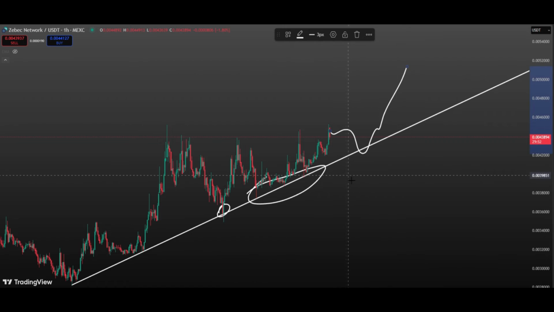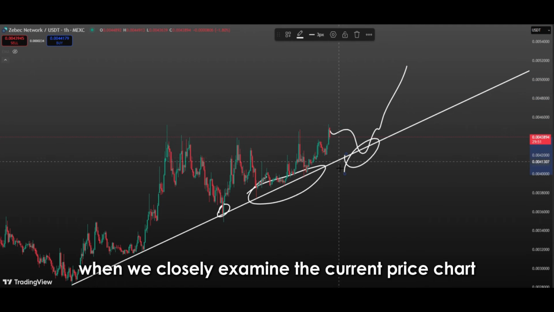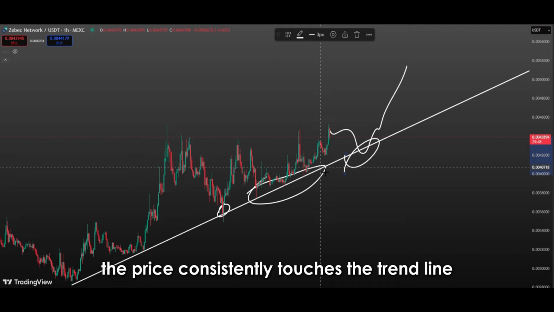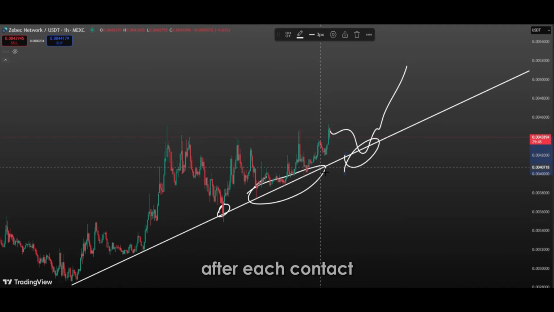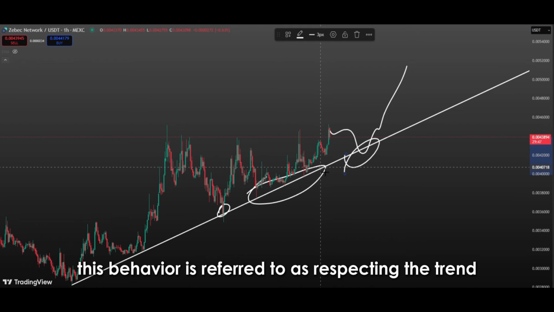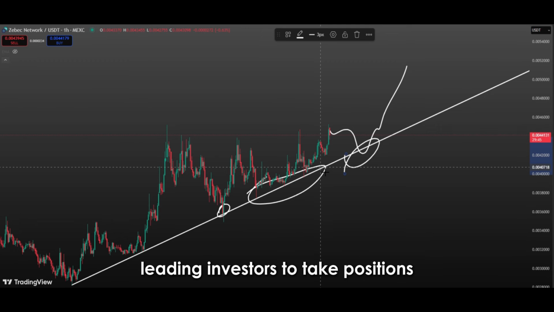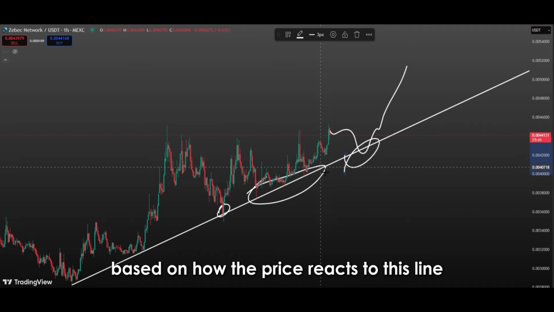is intact. When we closely examine the current price chart, a fairly stable uptrend has formed over a specific time frame. Within this uptrend, the price consistently touches the trend line and continues its upward movement after each contact. This behavior is referred to as respecting the trend in technical analysis, leading investors to take positions based on how the price reacts to this line.